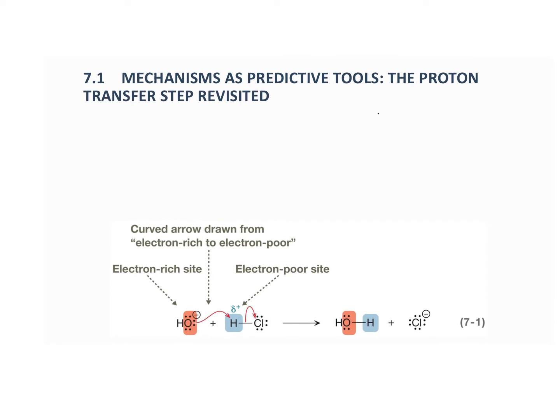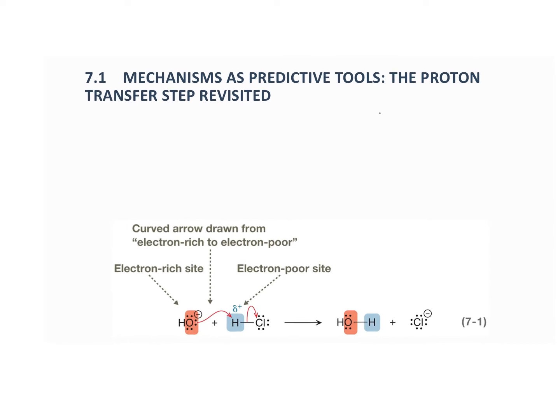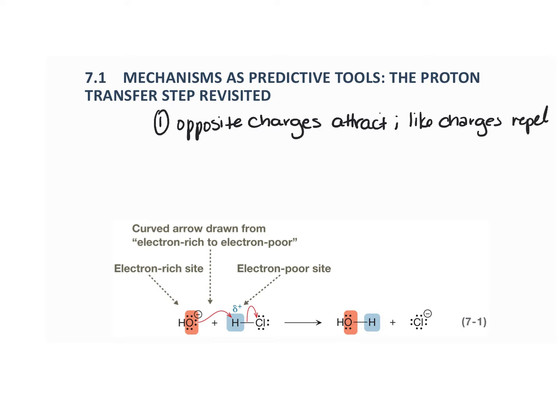Curved arrow notation was introduced in section 6.1 as a means for keeping track of valence electrons in an elementary step. It can be far more powerful than that if we recall 2 concepts. The first concept that we need to recall is that opposite charges attract, just like magnets, and then like charges repel.